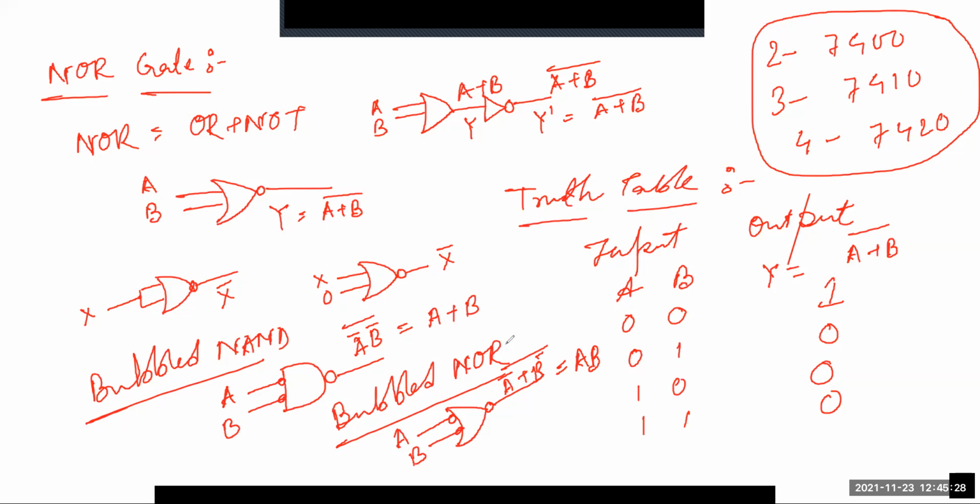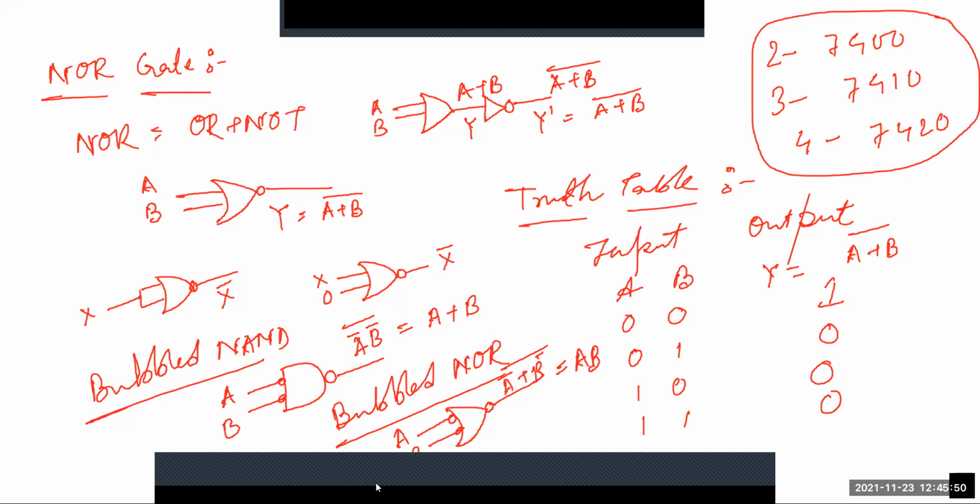So we have covered till now the basic gates and universal gates. And we have another two gates, the special gates, that is the XOR gate and XNOR gate. Before starting XOR and XNOR, all of the participants are requested to put your name in the chat box for your attendance.